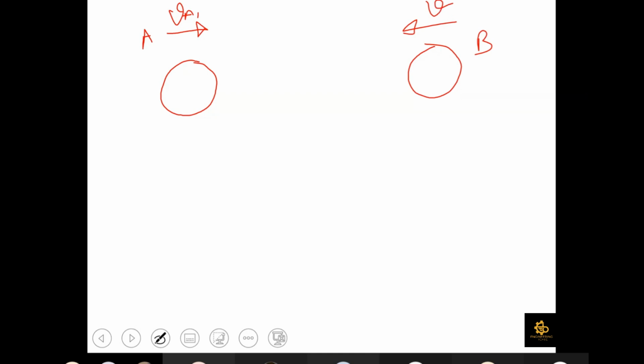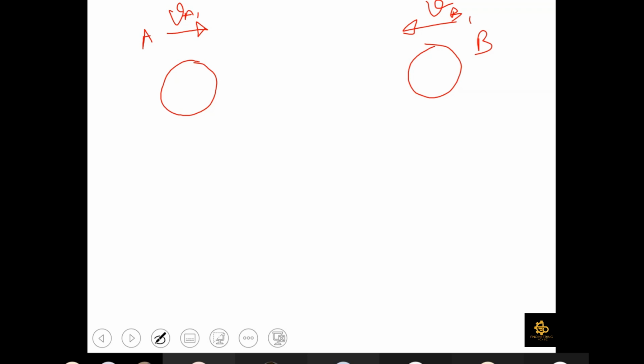Now, in order to differentiate between central and oblique impact, let us consider a particle, say particle A, and it is traveling with some velocity, say VA1, towards the right. Then we have another particle, say particle B, which is traveling towards the left with a velocity of say VB1. Since these two particles are traveling towards each other, definitely they are going to collide at some stage.